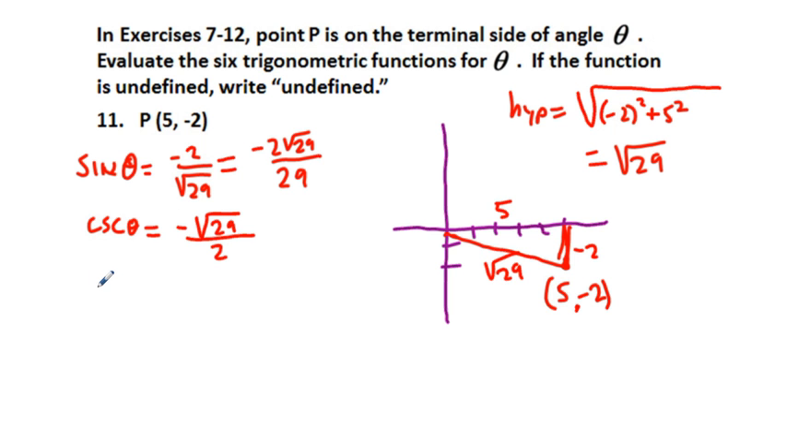And for the cosine, we're going to get adjacent, and our adjacent is 5 over the hypotenuse, which is square root of 29. And rationalizing the denominator, if we multiply the numerator and denominator by square root of 29, we're going to get 5 square root of 29 all over 29.